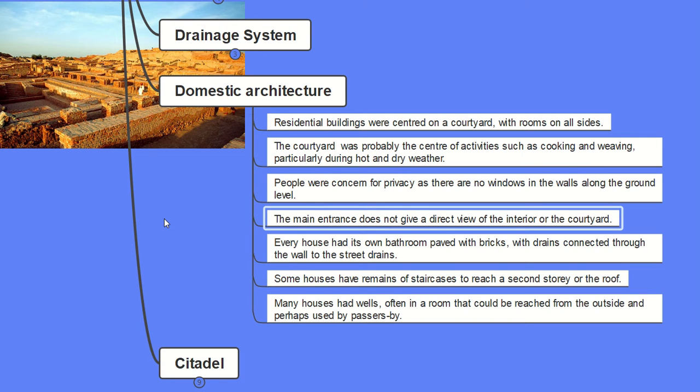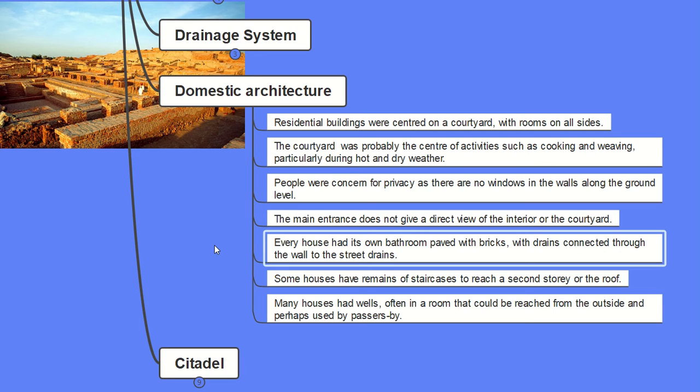The main entrance does not give a direct view of the interior or the courtyard. So if you look at the house, the main entrance will not be facing towards the living room entrance. They have different entrances because nobody can see from outside who is at the main entrance, or what they are doing in the courtyard room.